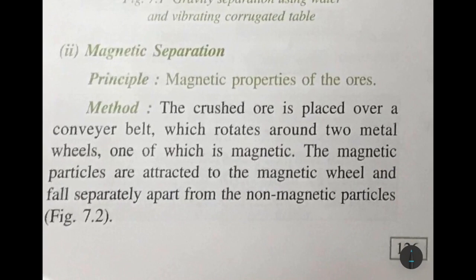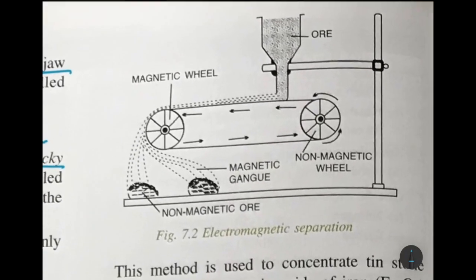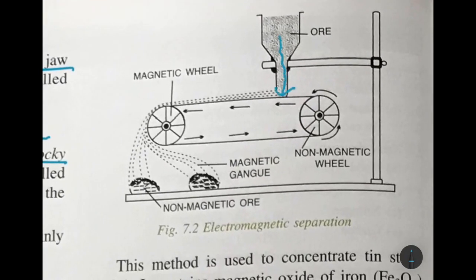Okay, next is magnetic separation. So you know the principle is magnetic properties of the ore. Okay, so what happens? The crushed ore is placed over a conveyor belt. You know, a conveyor belt continuously rotates, it moves. Okay, and there are 2 metal wheels, one of which is magnetic. Okay, so here you can see this is the ore which is poured down through here. Okay, so there the powdered ore will start moving along the conveyor belt.